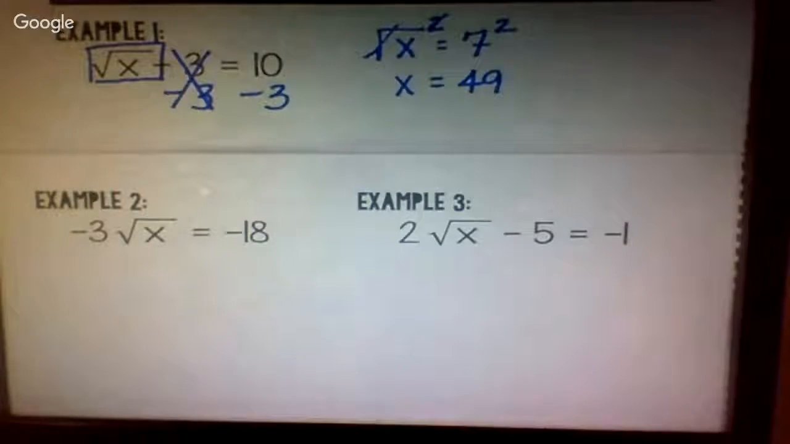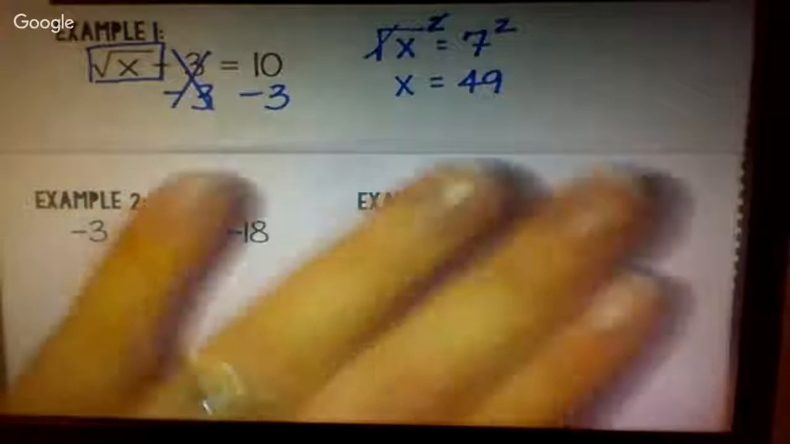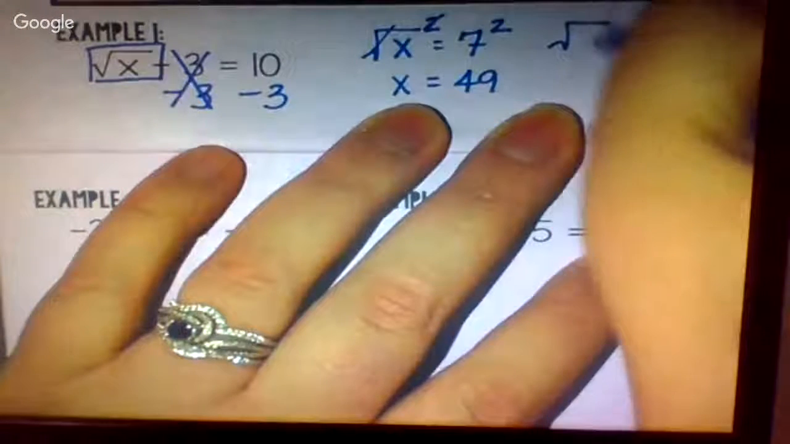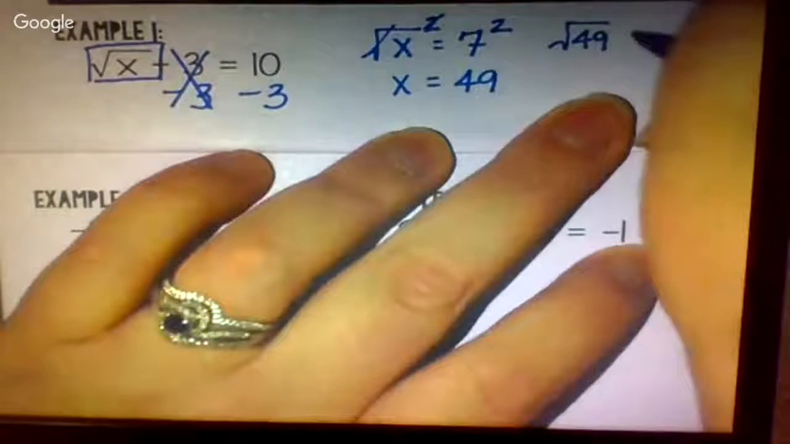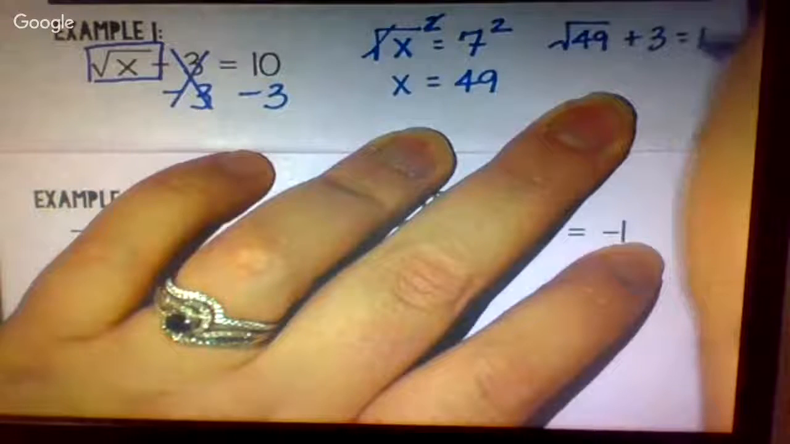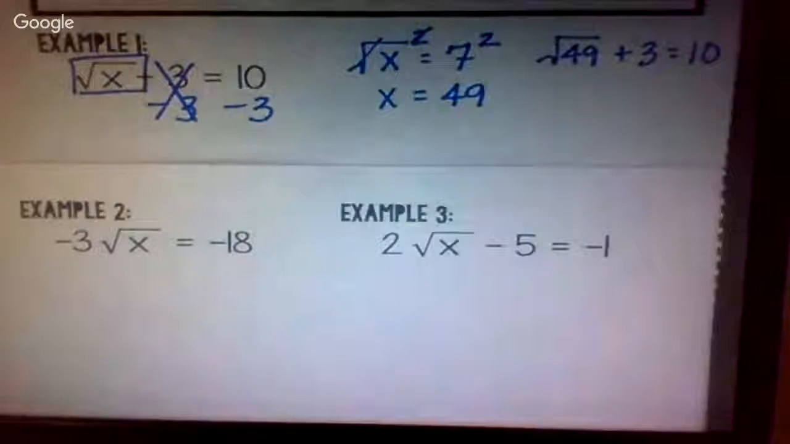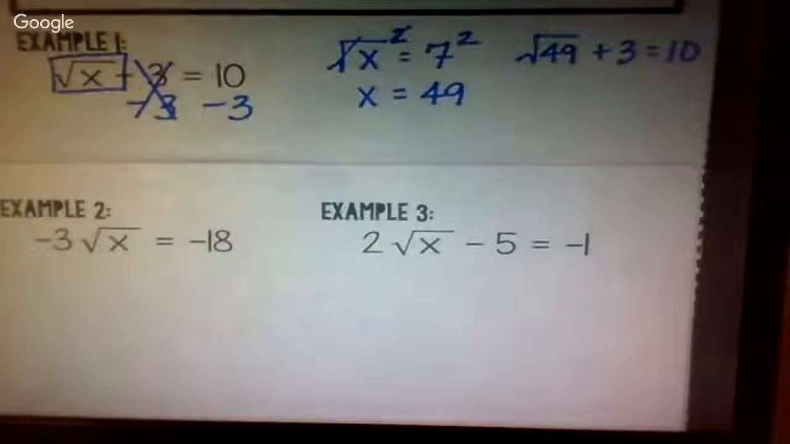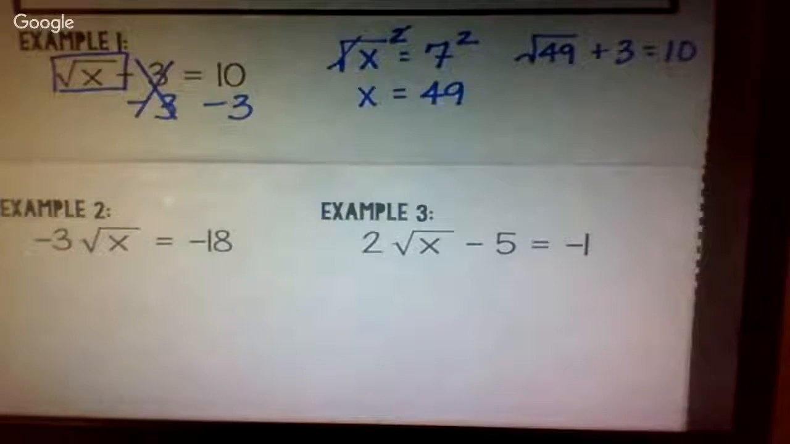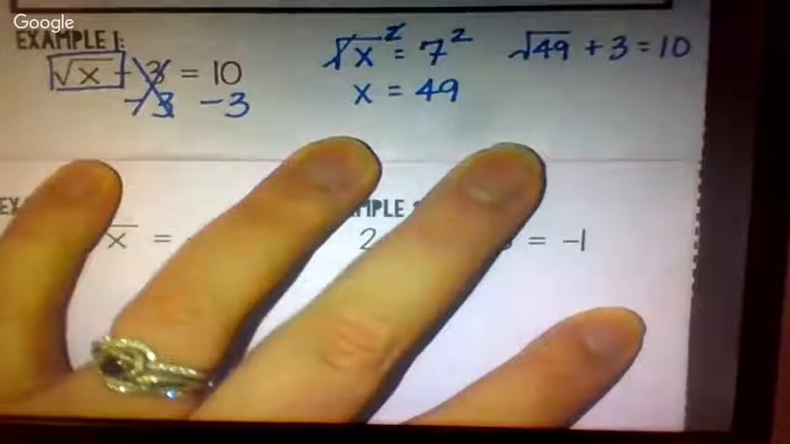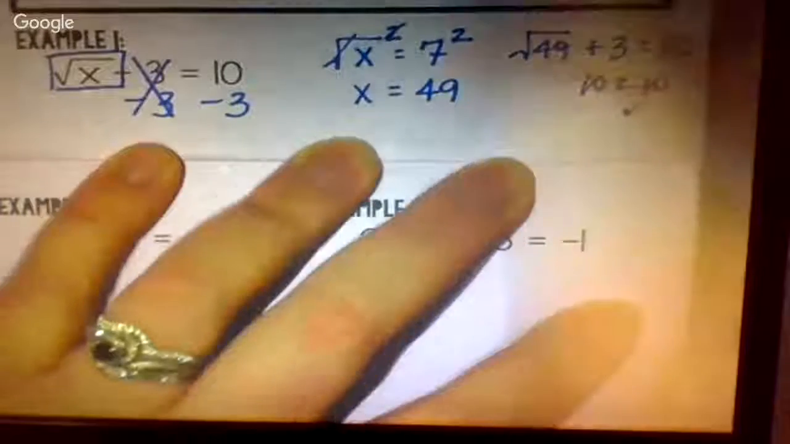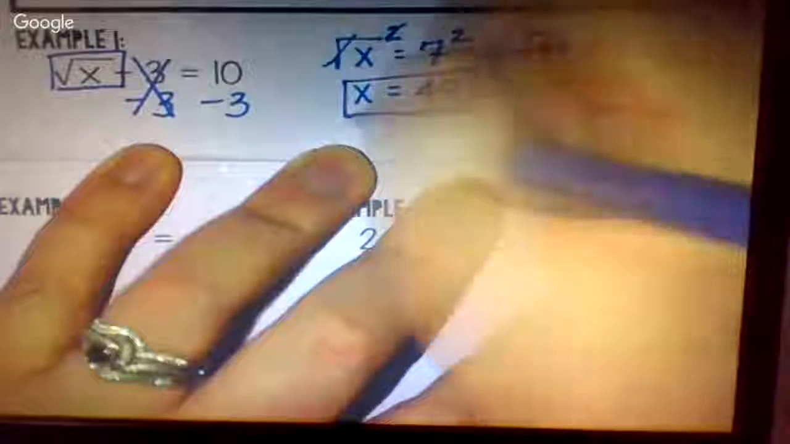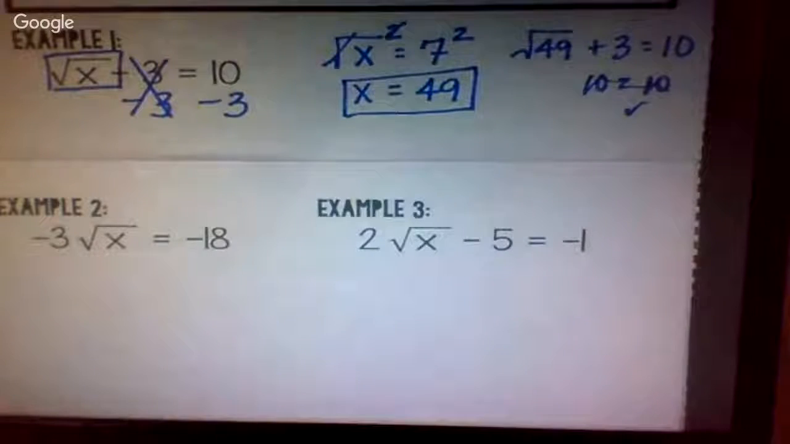As always, you should go back and check and make sure it works. So we're going to take this answer and plug it into our original equation. The square root of 49, because we found out x is 49, plus 3, that should equal 10. What's the square root of 49? 7. And what's 7 plus 3? 10. Does 10 equal 10? Yes. So x equals 49 is correct.